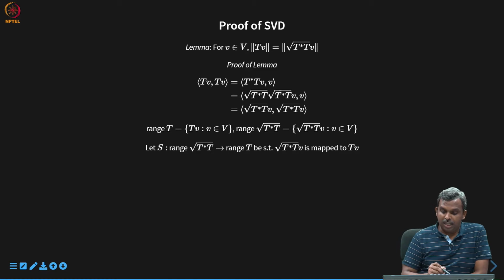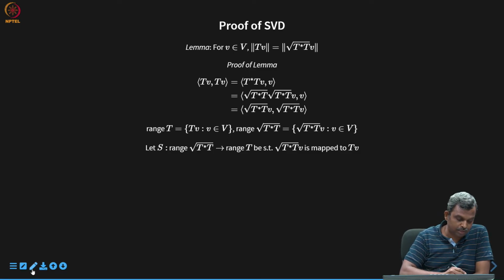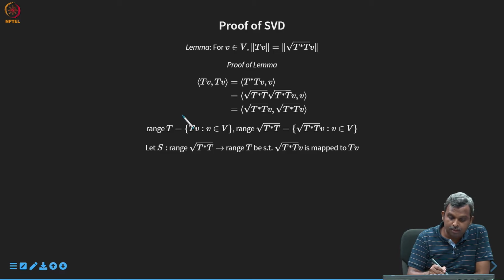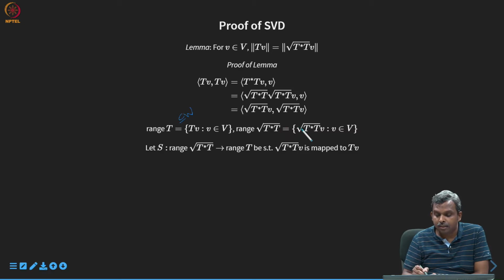Okay, so let's take the range of T, which is the set of all TV for V in V. Range of T, don't forget, is a subspace of W. And what about the range of square root T star T? This is again the set of all square root T star TV for V in V, and this is a subspace of V. Both of these we know have the same dimension, one of the results we saw in the previous lecture. These two have the same dimension, and now we have seen that TV and square root T star TV have the same norm, etc.